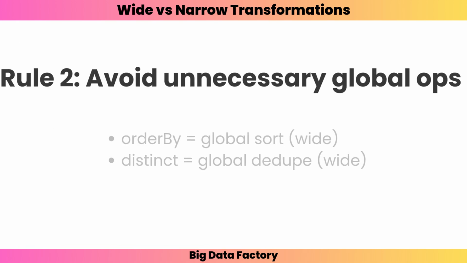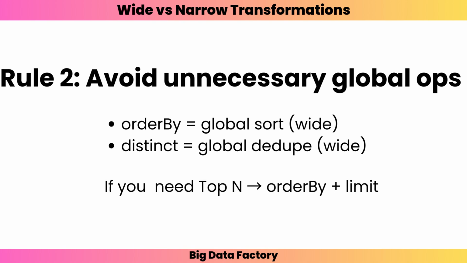And rule number 2, avoid unnecessary global operations. Operations like order by are wide, because global sorting requires full data movement. If you only need top 10, use patterns like limit after appropriate ordering or use approximate strategies depending on requirement. But the principle is global sort is expensive.